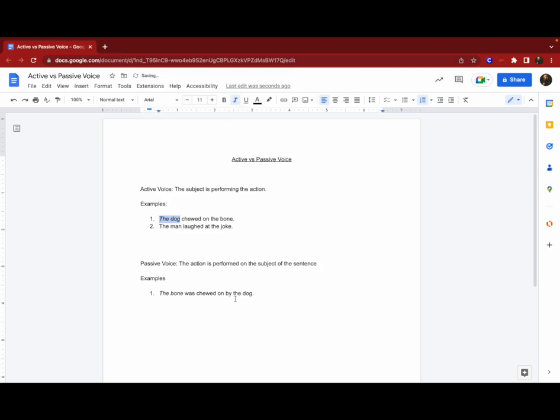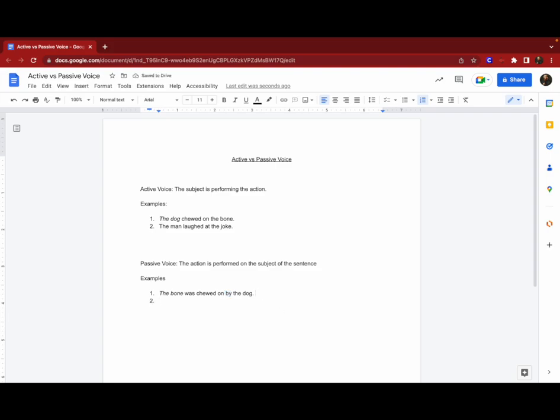So there's a couple clues that you'll know that something is in the passive voice. One of these clues is the existence of words like was, or were, or is. These are very common clues that you're having the passive voice. And then when you see the preposition by, when something's done by someone, that's a clue that you're in the passive voice.